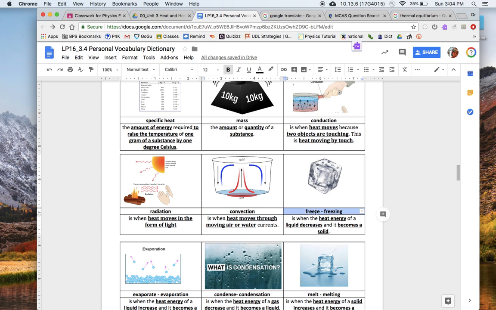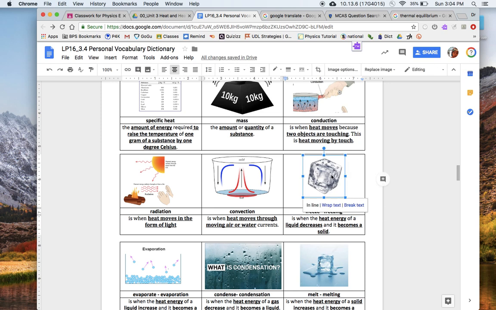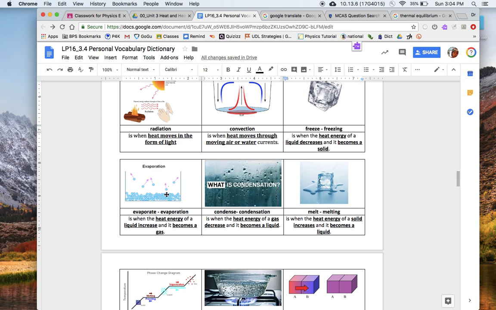And freezing, so this is a review from last week because we had some problems understanding this. Freezing is when the heat energy of a liquid decreases and it becomes a solid. Evaporation. Evaporation is when heat energy of a liquid increases and the liquid becomes a gas. So I want you to say evaporation.